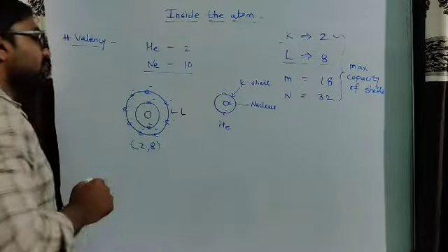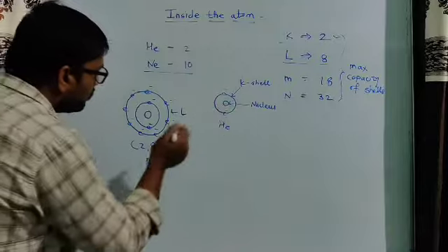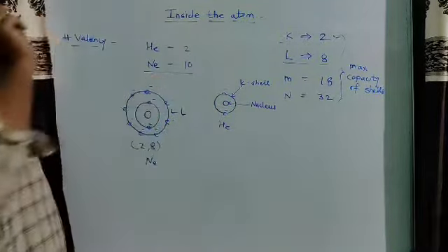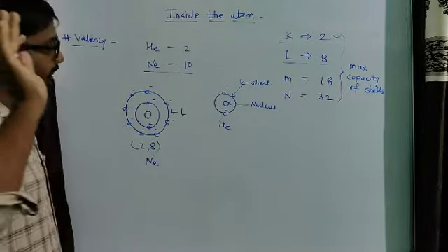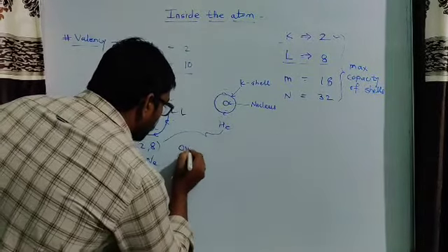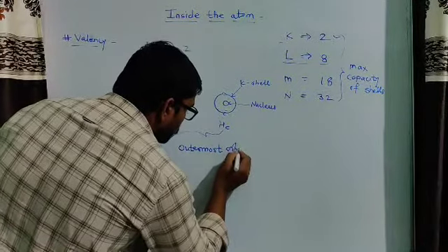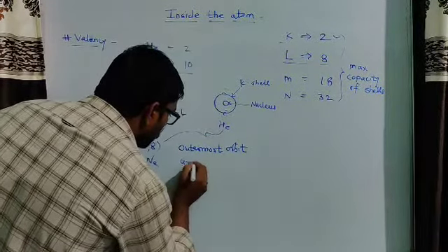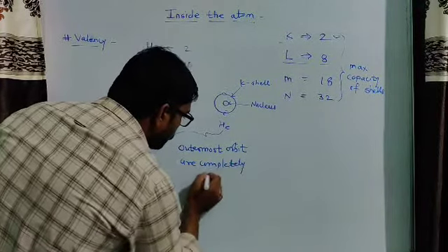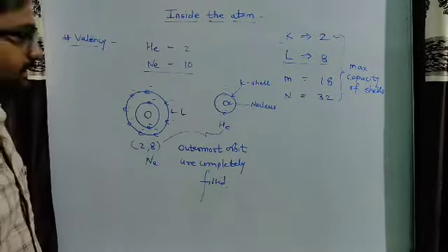Then the example of neon. In the example of neon, the outermost orbit is the L orbit, and that L orbit is also completely filled. So in both cases, the outermost orbits are completely filled.